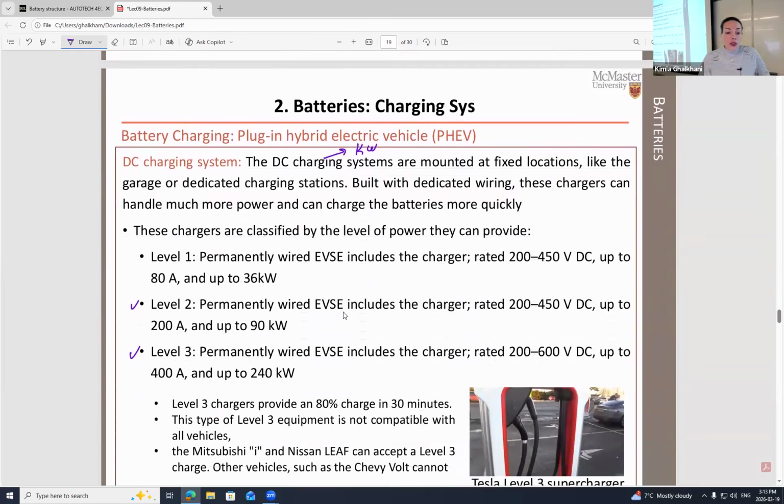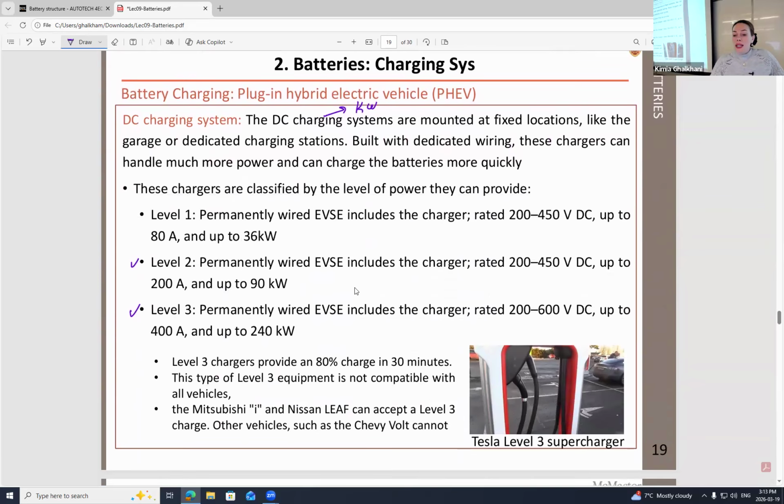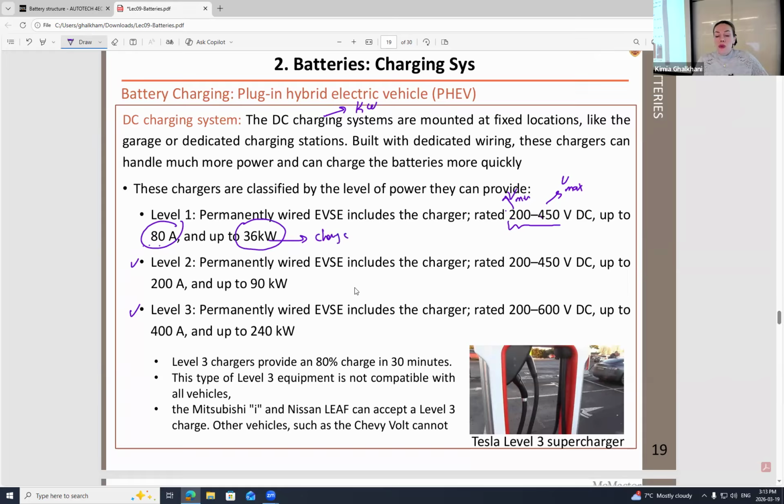So now, if you're having level 1, level 1 has a voltage rate of 200 to maximum. This is V min, this is V max. 200 to 450 VDC. And you will have up to 80 ampere, and you can charge up to 36 kilowatts. You will charge it up to 36 kilowatts with 80 ampere, and the voltage is something between 200 to 450. So that's for level 1.